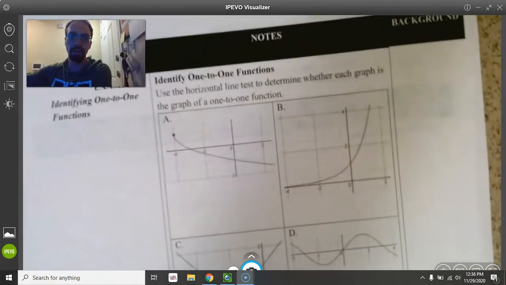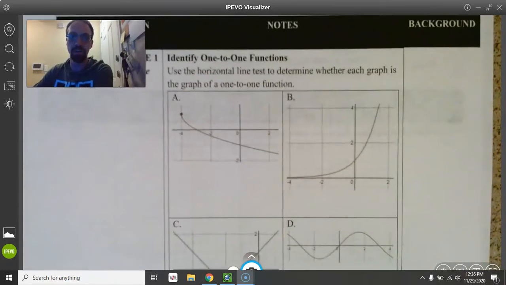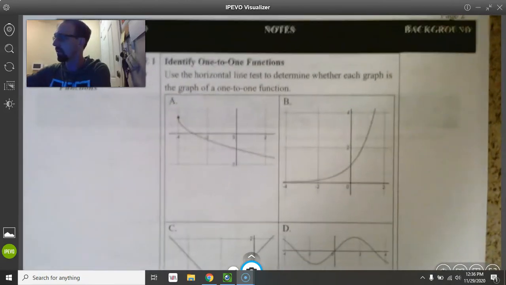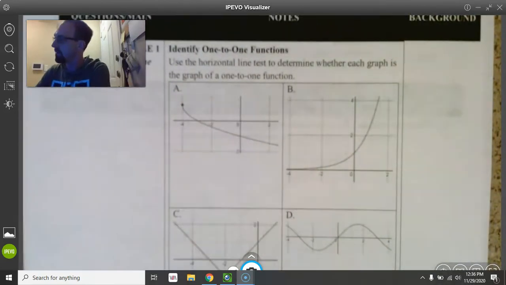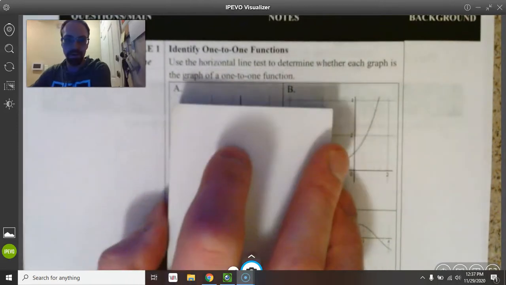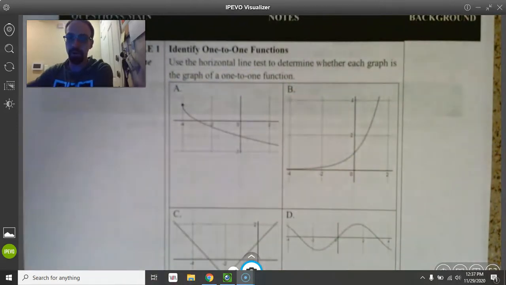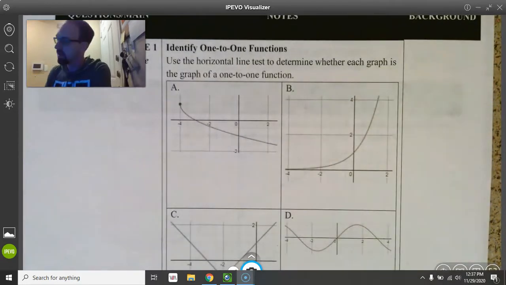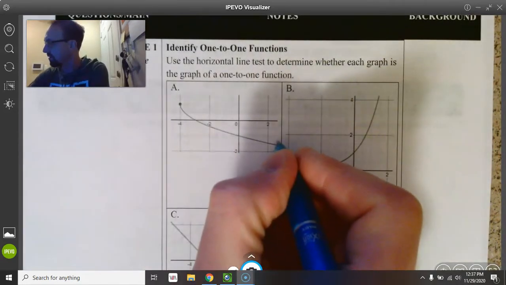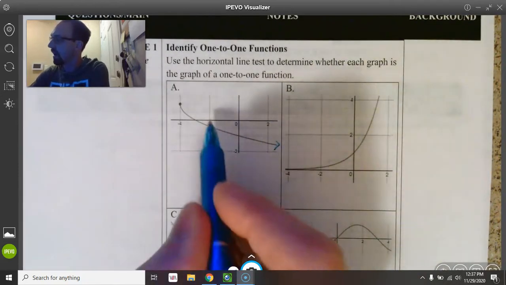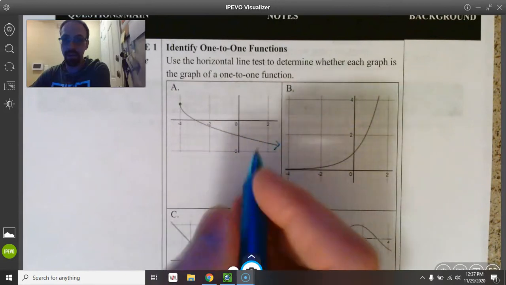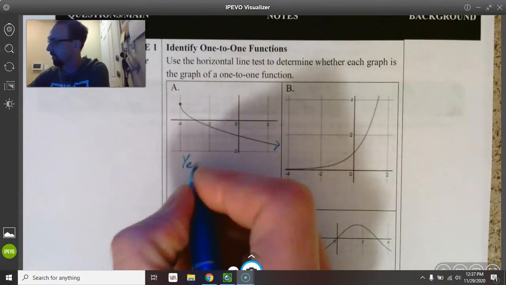So example 1. Just looking at these, you should be able to quickly identify whether or not they are one-to-one functions, using the horizontal line test. Is this graph one-to-one? This graph does continue on forever like that, and because it does not intersect at more than one point in the horizontal line test, this is one-to-one.